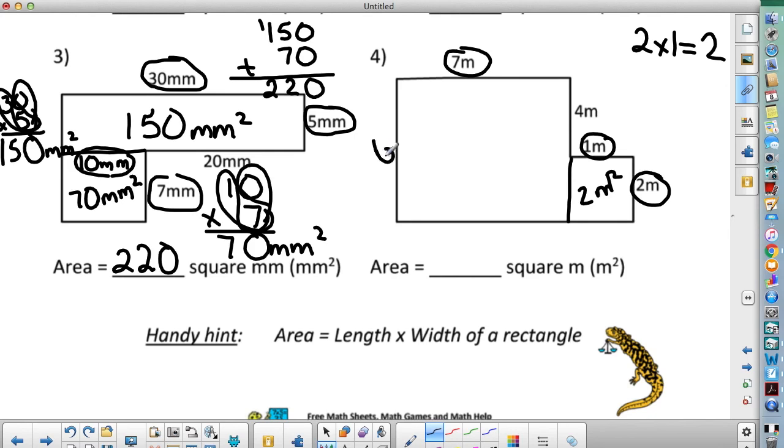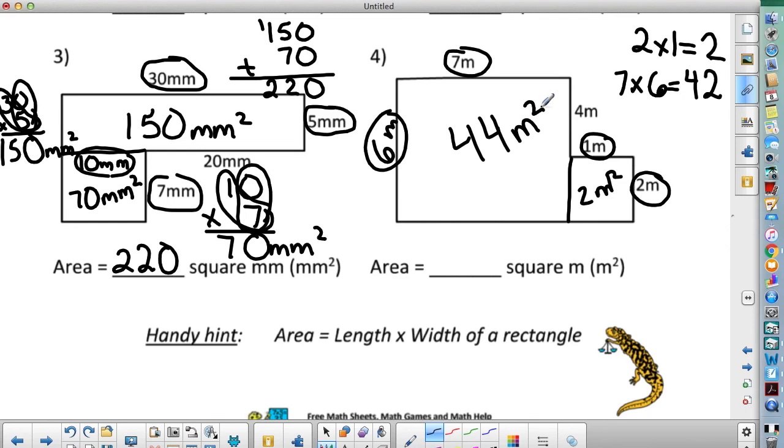Okay, now I have the two lengths. I have my length and I have my width. So 7 meters times 6 meters is 42 meters squared. So now we have to add 42 to 2, and 42 plus 2 equals 44 meters squared.